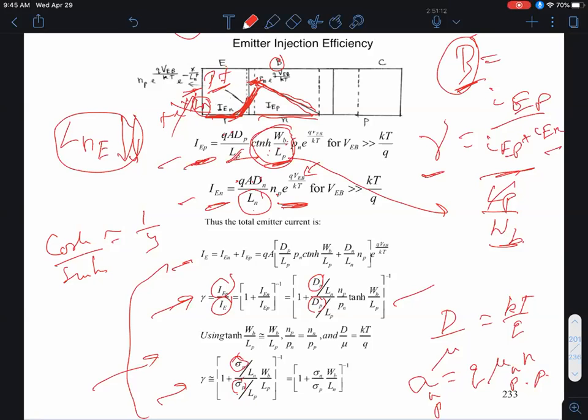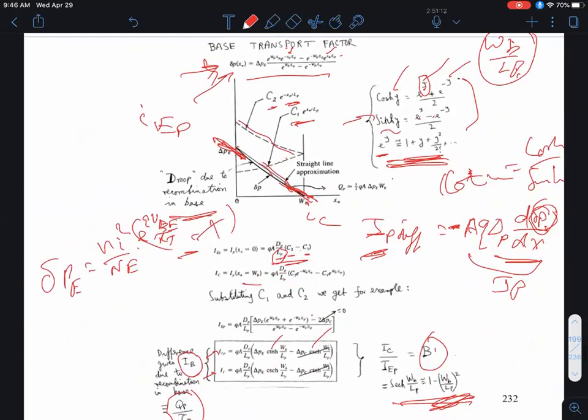B, by definition, is IC over IEP, right? IC is given by the slope at this point, while IEP is given by the slope at this point. So if it's a straight line, obviously B is equal to 1. Yes, very good. So in that sense, this assumption is a little bit contradictory with the assumption that I made over here, but it's a pretty good approximation, right?